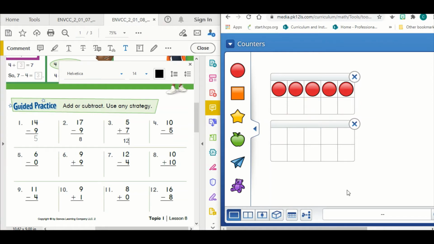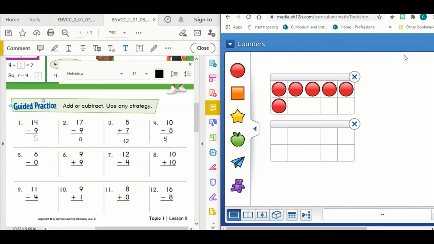This is number 4, and it says 10 minus 5. This one's kind of easy. I'm going to go ahead and use the addition. It's easy because I just did 5 plus 5, and that equaled 10. So I know that 5 plus 5 equals 10. So then 10 minus 5 is going to equal 5.